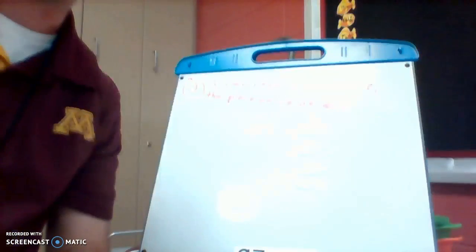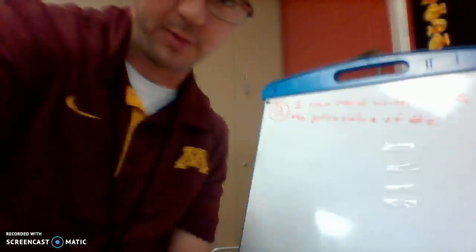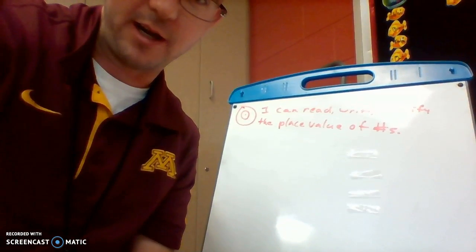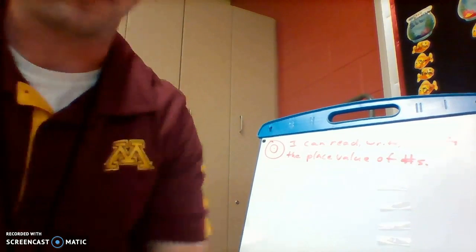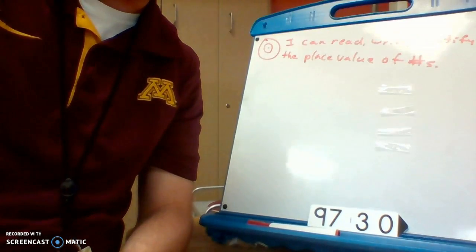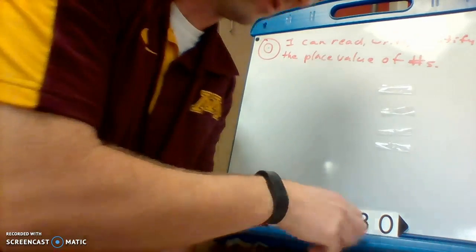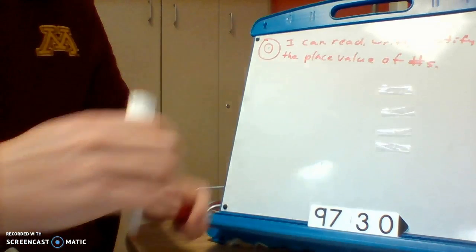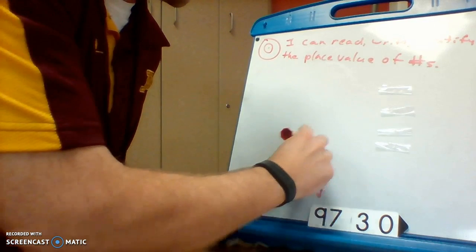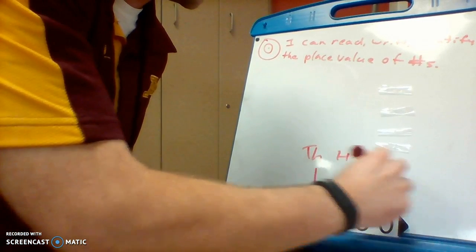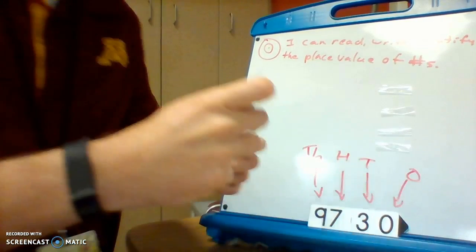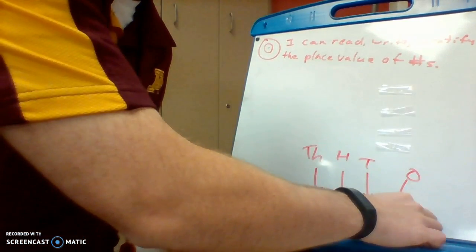Welcome, fourth graders. I am super excited to begin this lesson with you. Let's look at today's learning target for math. There's a little bit of a glare, but it says, I can read, write, and identify the place value of numbers. I am going to show you this really cool number, 9,730. So let me explain what the place value is. That's the thousands, that's the hundreds, that's the tens, that's the ones. So let's break this number apart and look at what those mean.